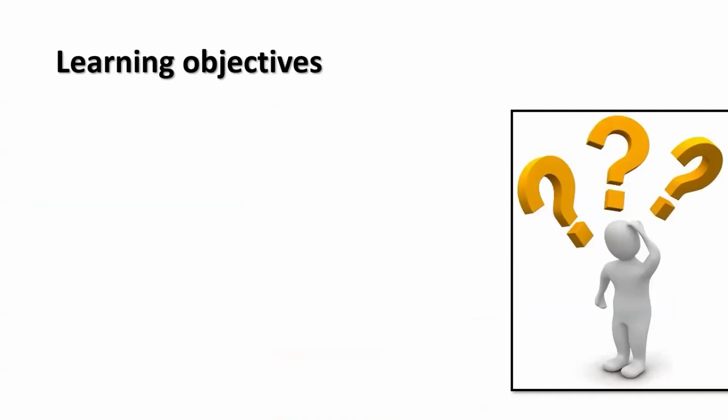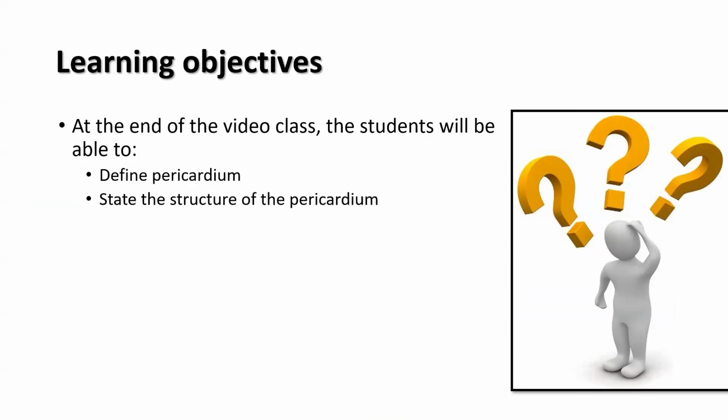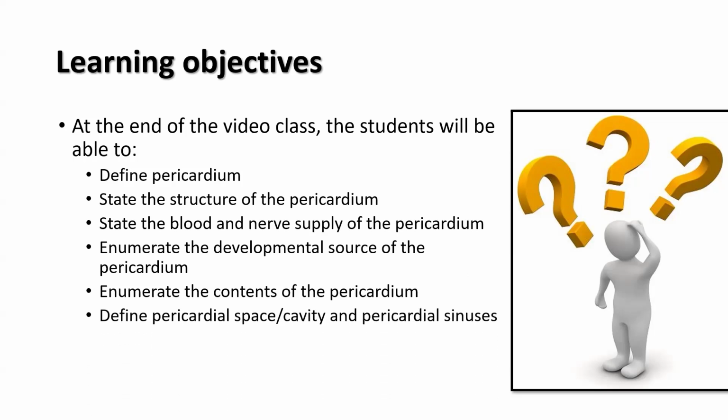But first, we want to know the learning objectives of this class. At the end of the video, the students will be able to define pericardium, state the structure of the pericardium, state the blood and nerve supply of the pericardium, enumerate the developmental source of the pericardium, enumerate the contents of the pericardium, define pericardial space or cavity and pericardial sinuses, and enumerate some clinical anomalies of the pericardium.